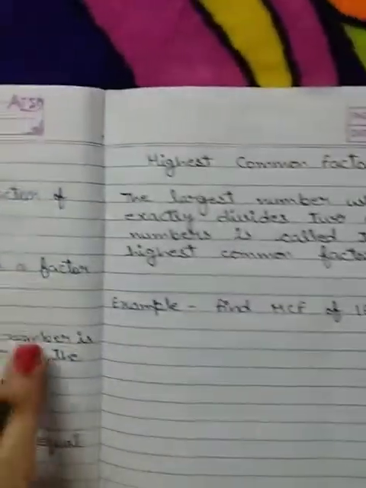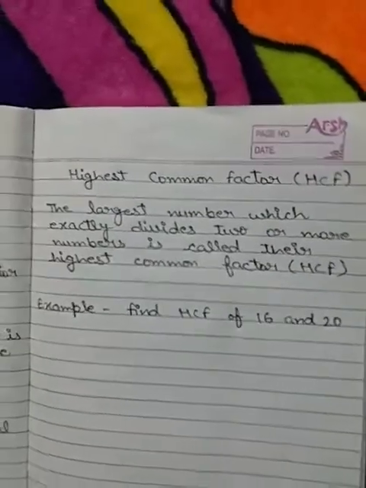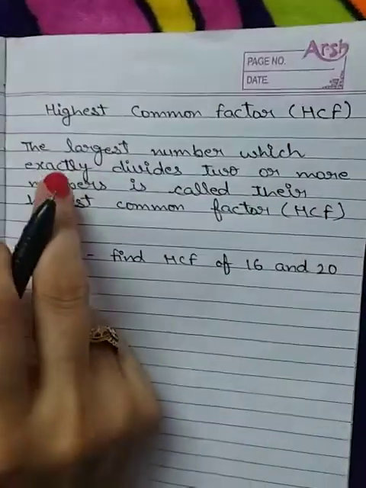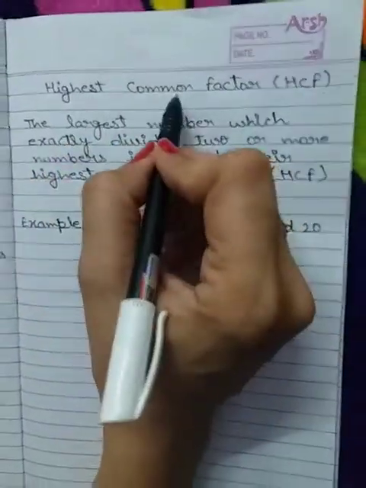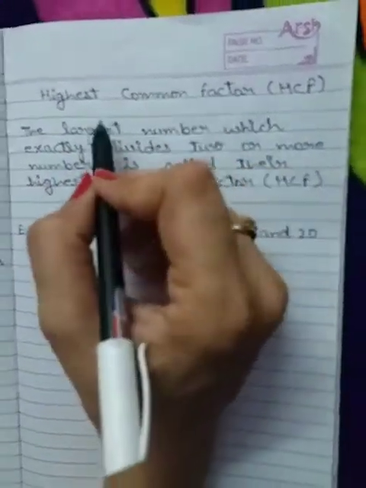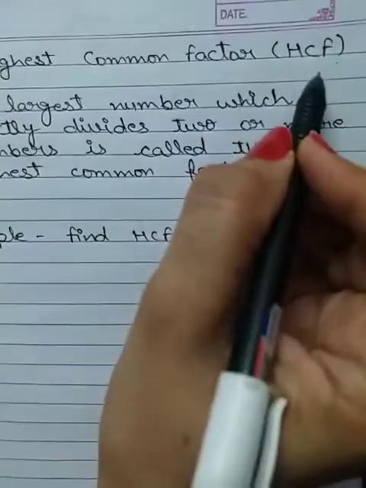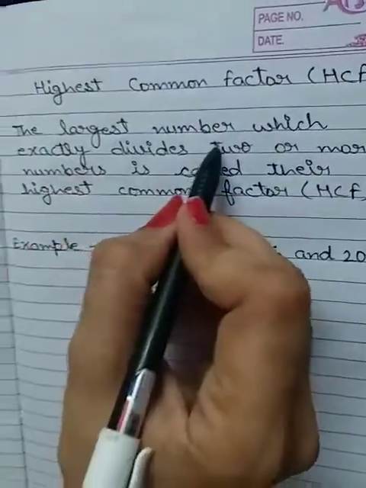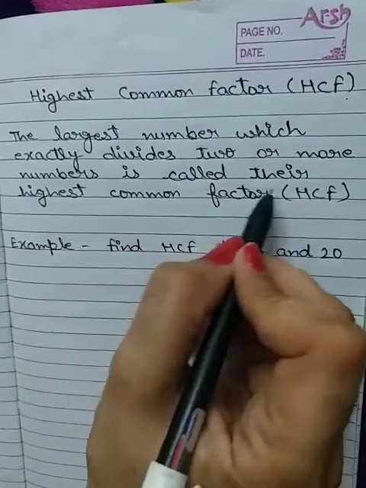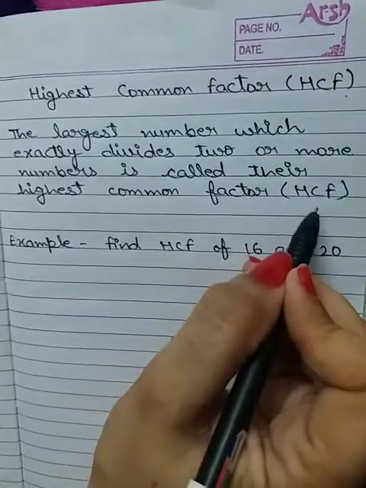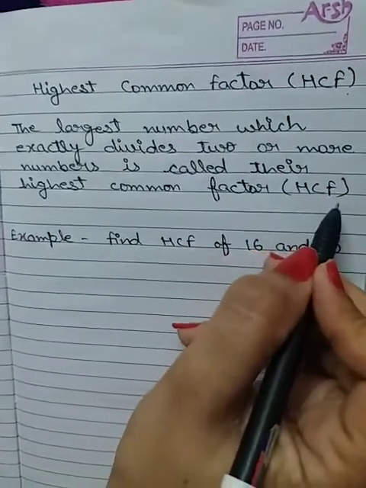So these are the properties of factors. Let us proceed with the next topic, HCF, highest common factor. What do we mean by HCF? The largest number which exactly divides two or more numbers is called their highest common factor, HCF.